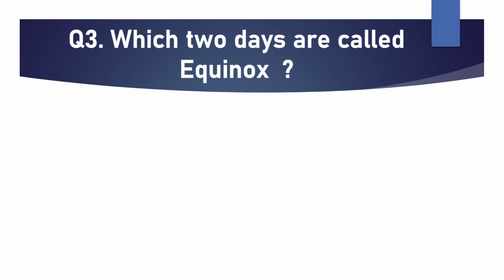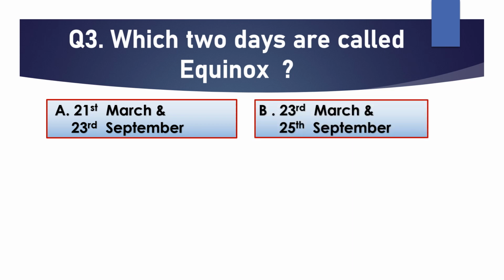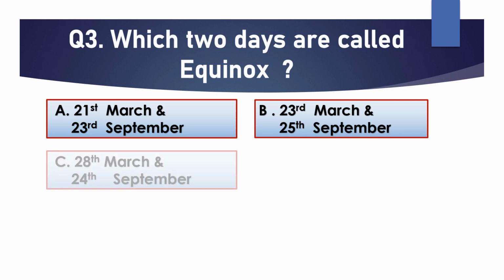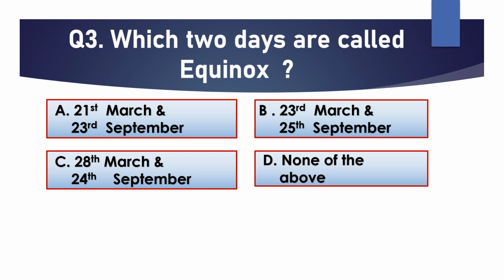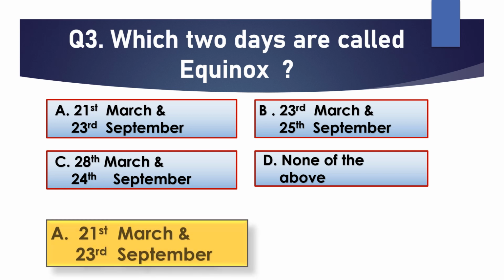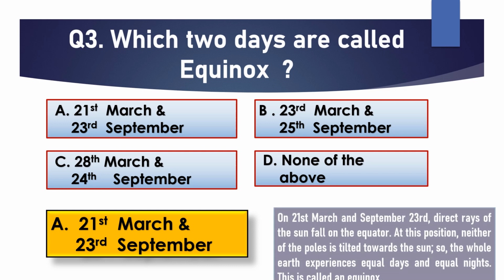Question number 3. Which 2 days are called equinox? And your options are A. 21st March and 23rd September, B. 23rd March and 25th September, C. 28th March and 24th September, or D. None of the above. The answer is A. 21st March and 23rd September.